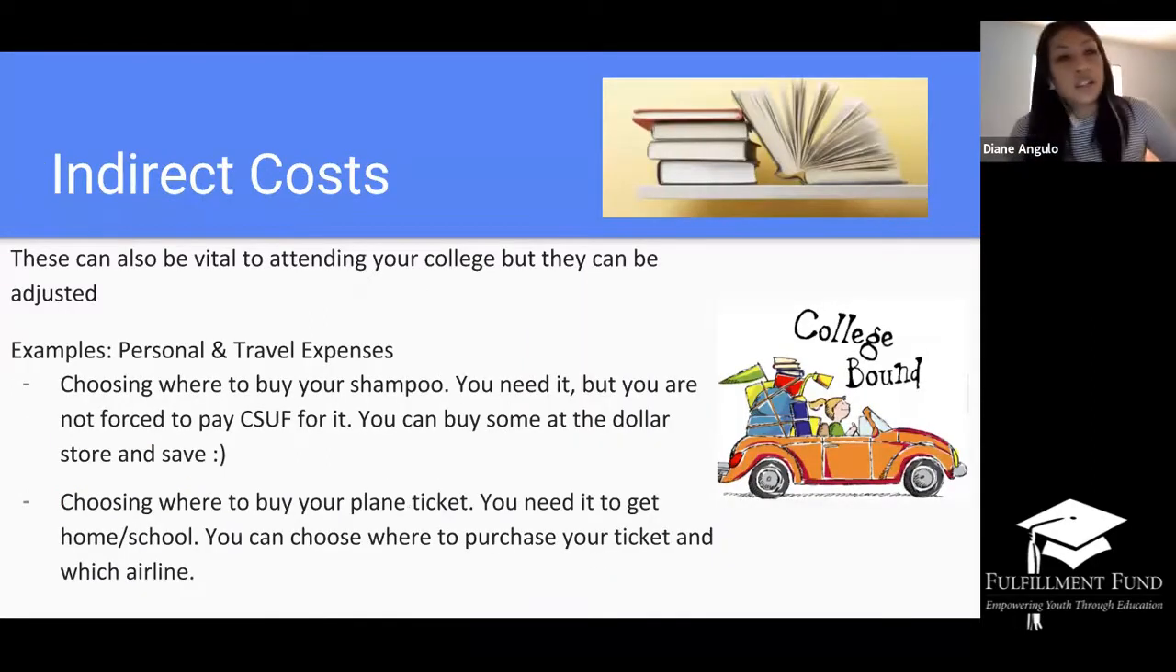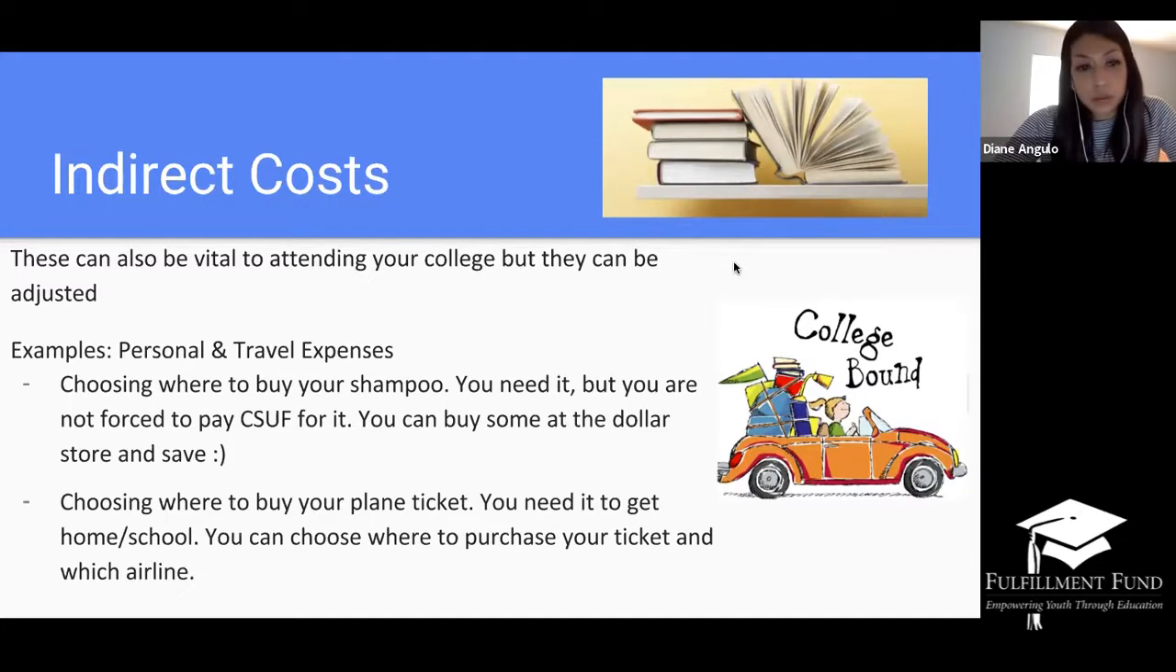Okay, so indirect costs. As I talked about, these include personal and travel expenses. These are costs that students are able to adjust. Books and supplies, those necessities, you can always adjust those costs. You do not need to purchase books new. You can adjust those costs by renting the books on Amazon or buying them used, or maybe a friend has some and you can borrow them. You don't need to buy them new unless you absolutely have to.